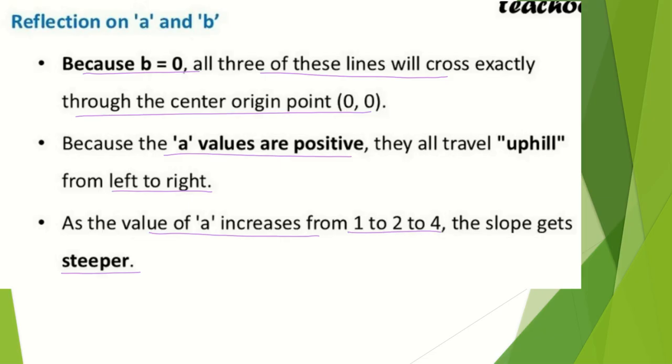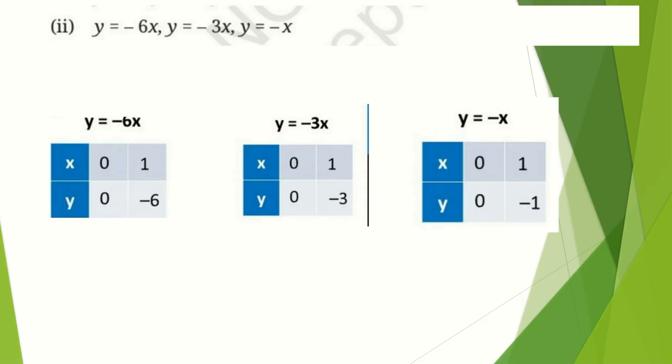So the next question is y equal to minus 6x, y is equal to minus 3x, y is equal to minus x. Like the last question, I have already drawn the figures for you here. For y is equal to minus 6x, if x is equal to 0, y will be 0. So the point is (0, 0). Next, if I put x is equal to 1, I will get minus 6 into 1, which is minus 6. So the next point is (1, minus 6).